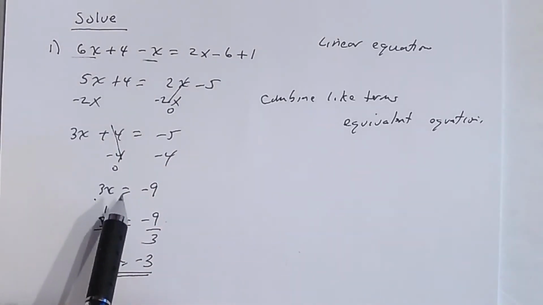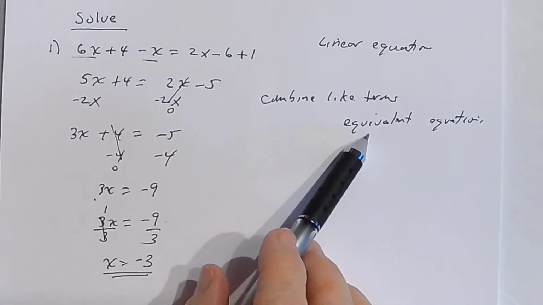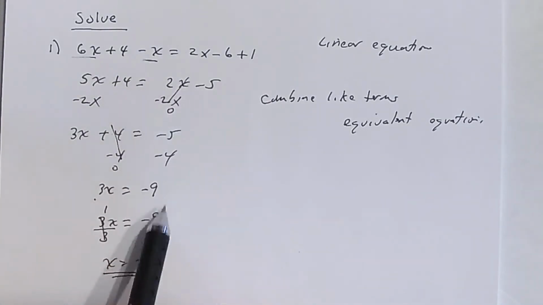Okay? So that's what we mean by equivalent equations. So equivalent equations are equations that have the same solution as you go through the process. Okay, so that's how you solve number 1. All right, let's look at number 2.